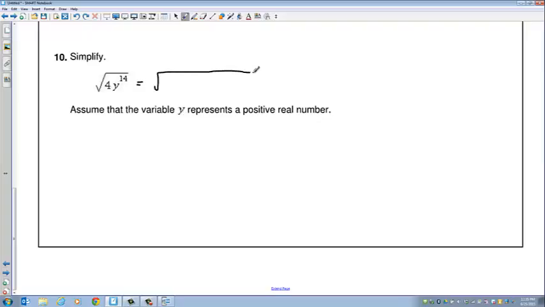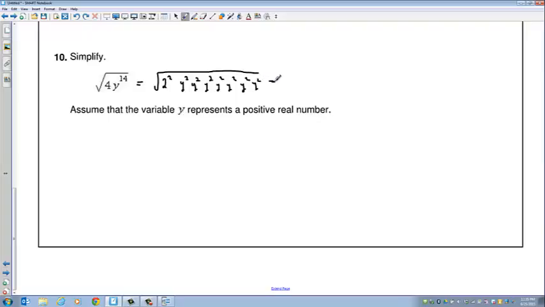So when I look at this, I know 4 is 2 squared, so I'm going to write 2 squared for it. And then y to the 14. So y to the 14, you can break that into lots of different squares. So it's like y squared times y squared. That's y to the 4th, really. You add exponents here. And then times y squared again. That's y to the 6th. Times y squared gives you y to the 8th. Times y squared is y to the 10th. Times y squared is y to the 12th. Times y squared again is y to the 14th.